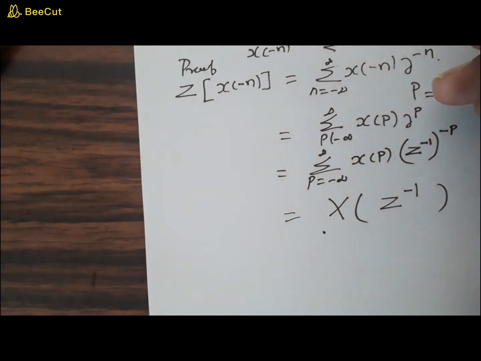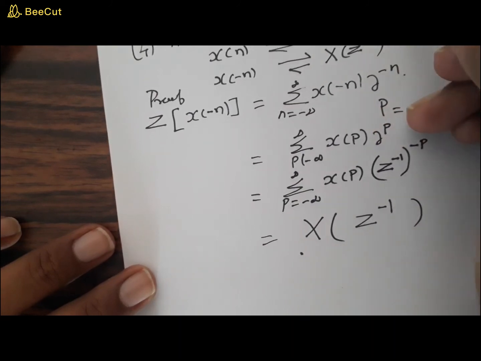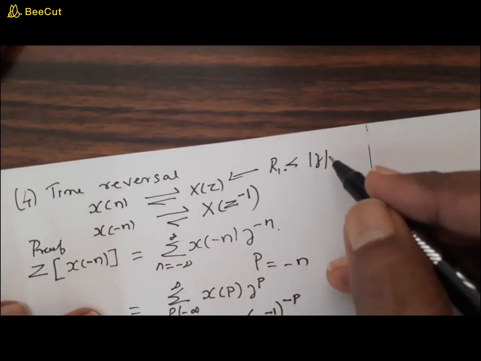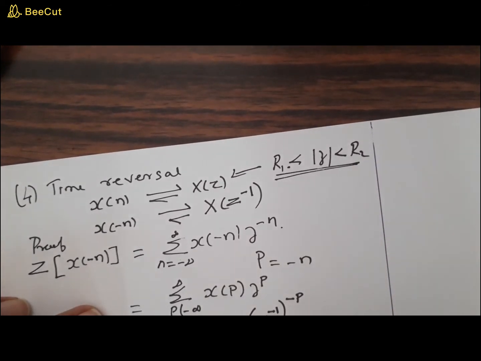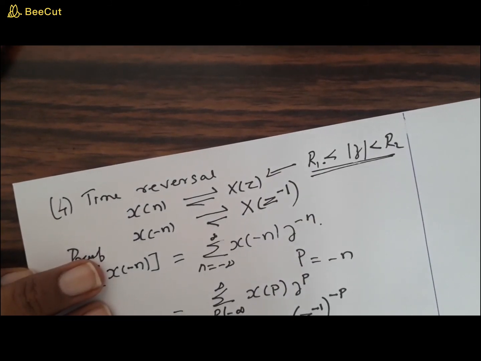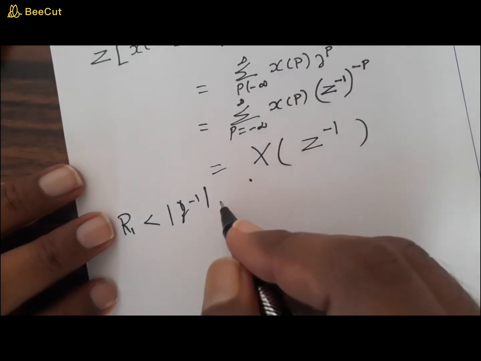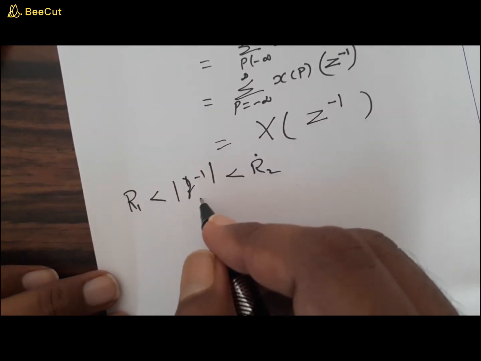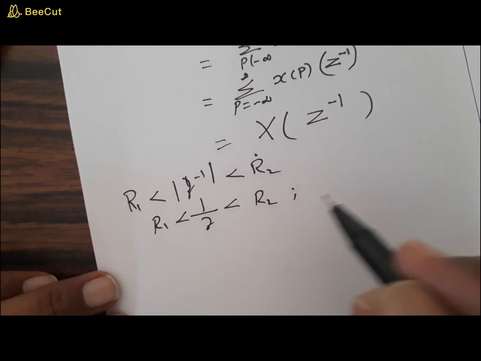Now what about the ROC of that? Since it is a general expression, we are not aware of the ROC, so let us call it r1 less than modulus z less than r2. So this is the general expression. Now instead of z, in this case you put z raised to minus 1: r1 less than modulus of z raised to minus 1 less than r2. That means 1 by z is less than r2.